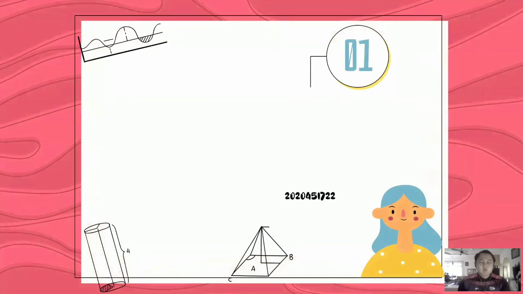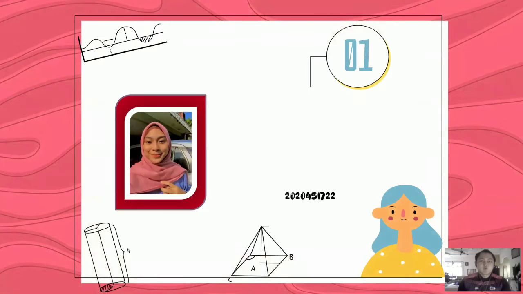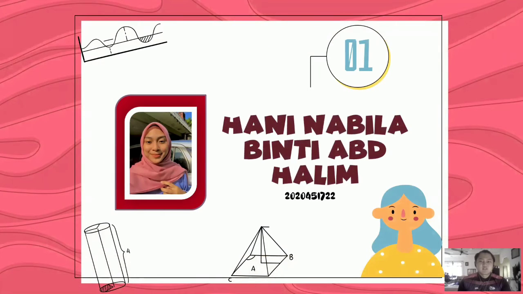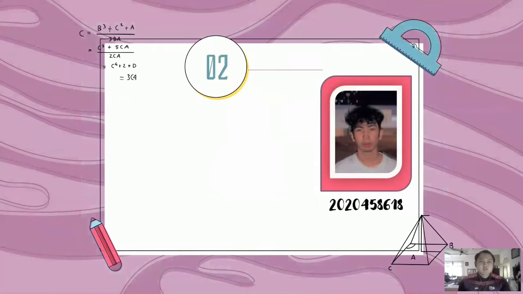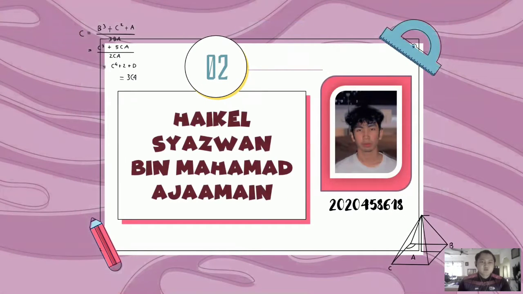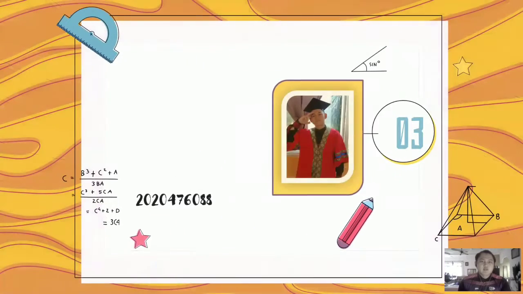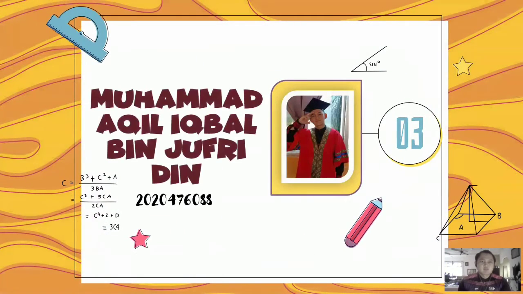First things first, I would like to introduce the members of this group. The first one we have Hani, Nabila, Binti, Halim. The second presenters are Haikel, Syazwan bin Mahamad, Ajamaain. And the last one we have myself, Mahamad Iqbal bin Jufri.